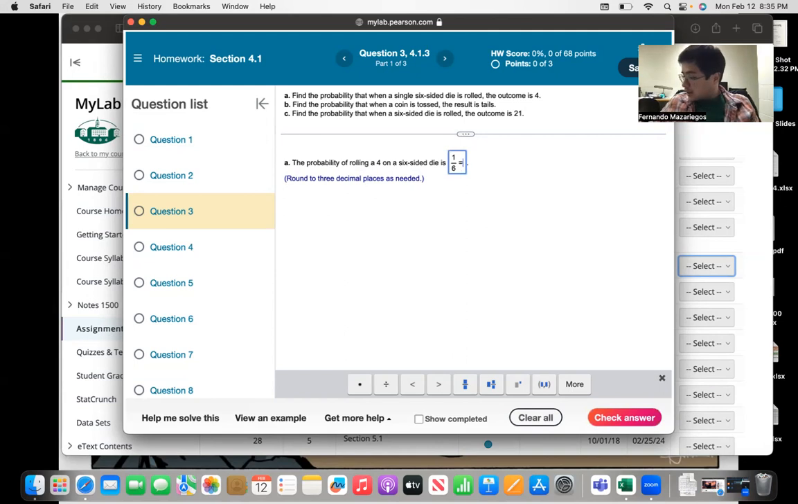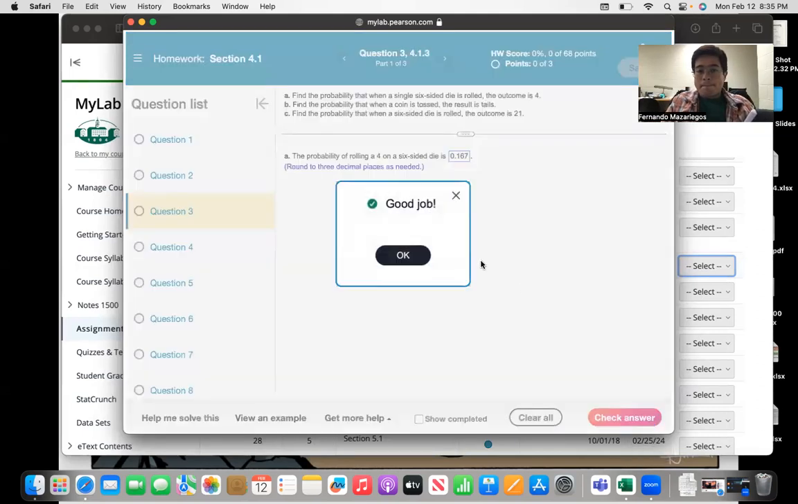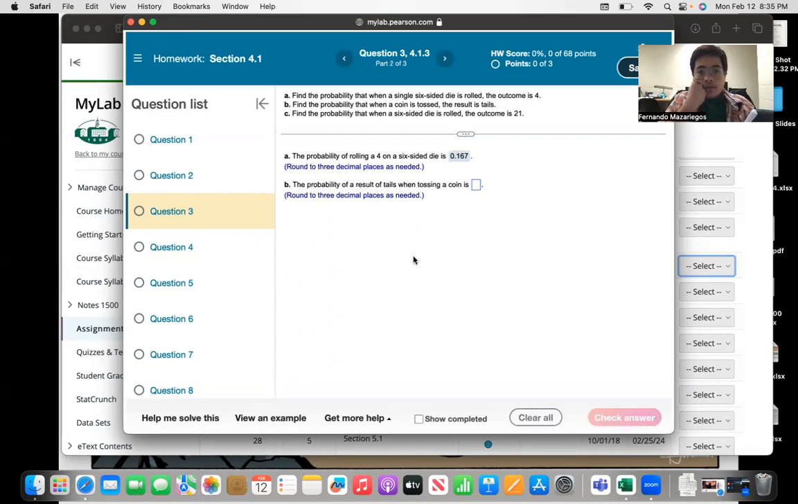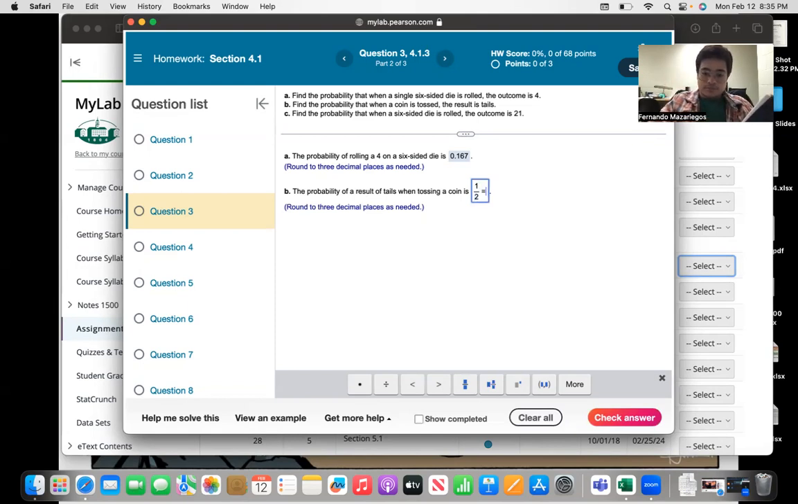So let's calculate this. We want to round to 3 decimal places. 0.167. Good. For the second one, find the probability that when a coin is tossed, the result is tails. Again, we have two possible options, heads or tails. We care only if the result is tails, so 1/2. This is 0.5.